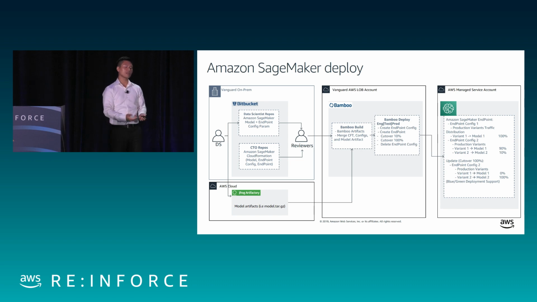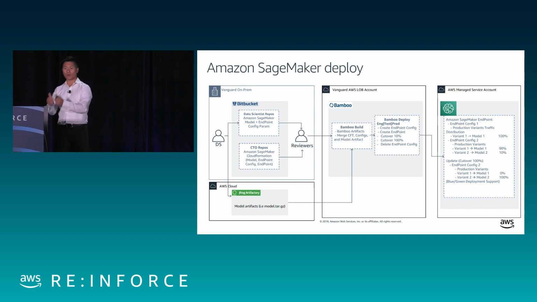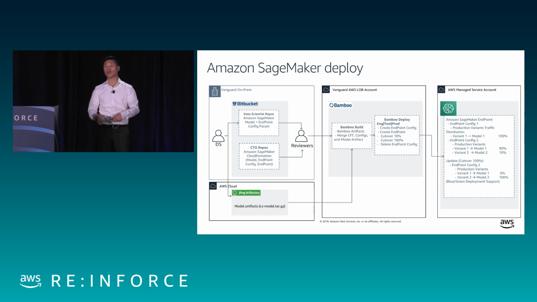The build plan, what it does behind the scenes, is it merges the parameters of the data scientist managed repository with our infrastructure repository and the model artifact in Artifactory. And that merged artifact is going to be deployed by the deployment plan. The deployment plan is going to deploy that into engineering, test, and production environments.